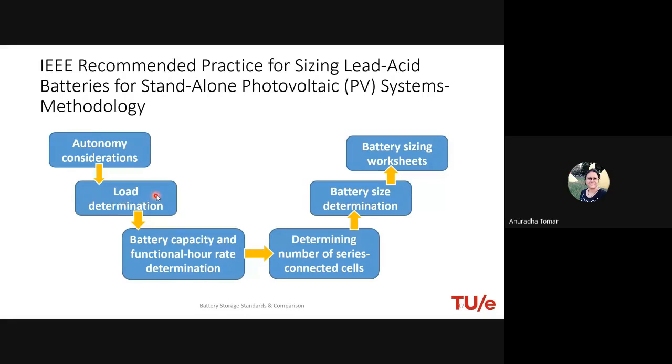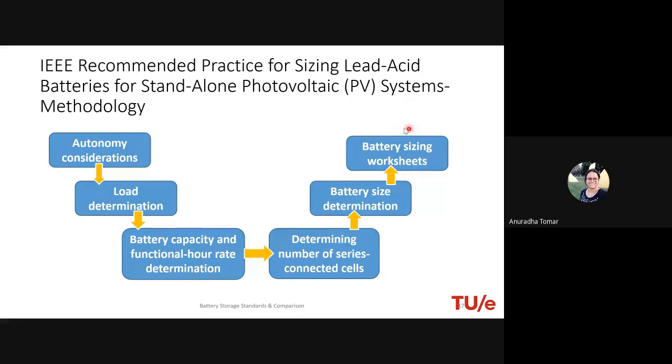Then load determination, what could be the load here? It is not only related to the peak load, but different parameters are there which we are going to discuss. And then battery capacity and functional rate determination. So what trade-off you want to keep with the battery capacity, that comes with this step. And then based on the capacity or the trade-off or the backup that you want to consider, you could determine the number of series connected cells here.